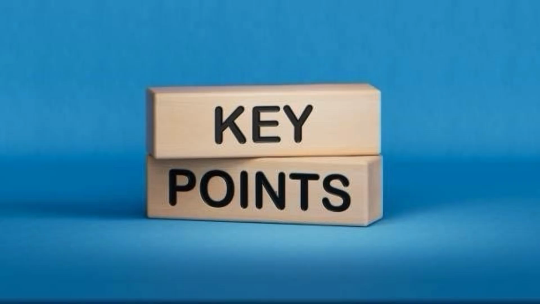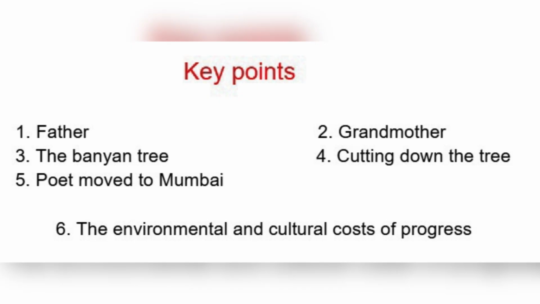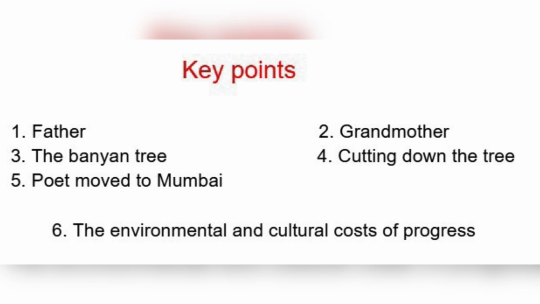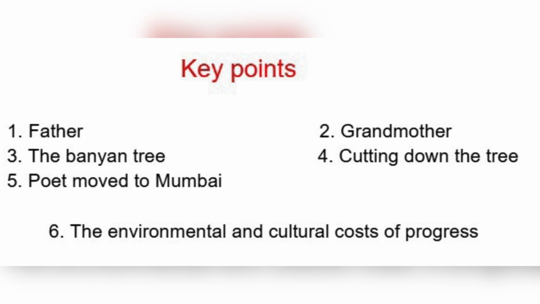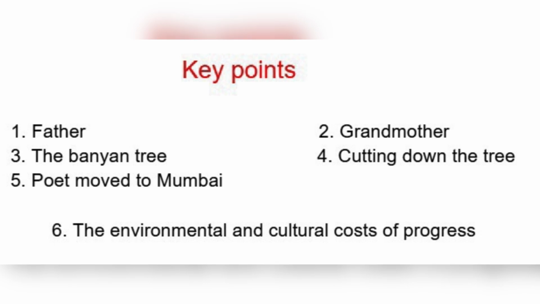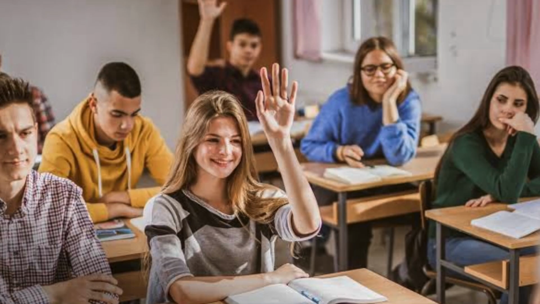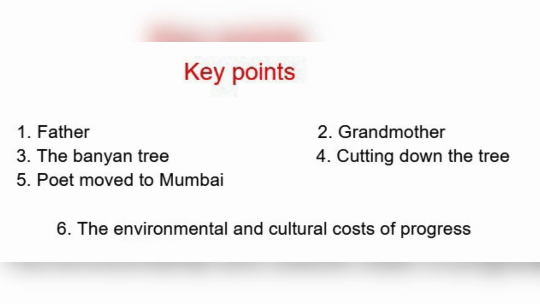So students, take out your pen and paper, note down the key points of this poetry for healthy learning. Point 1, the father. Point 2, the grandmother. Point 3, the banyan tree is a metaphor. Point 4, the cutting down of the tree. Point 5, the poet's move to Mumbai. Point 6, the environmental and cultural cost of progress. Now students, based on these subheadings, we will create a stanza by stanza summary.